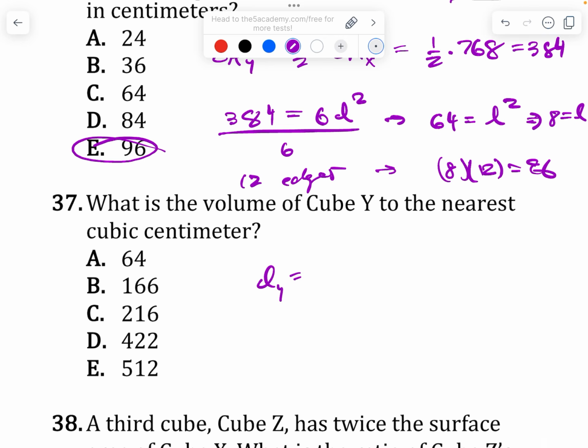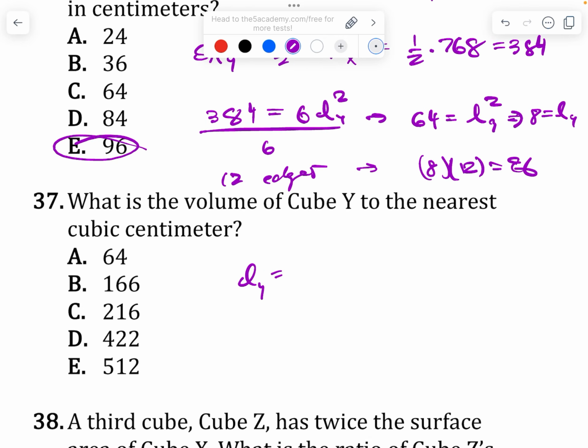Ly is equal to, let's make this clear, it's Ly, not Lx. Ly is equal to 8. Now, the volume of a cube is just going to be L to the third. It's really the same thing as what we did with a rectangular prism earlier. It's length times width times height.